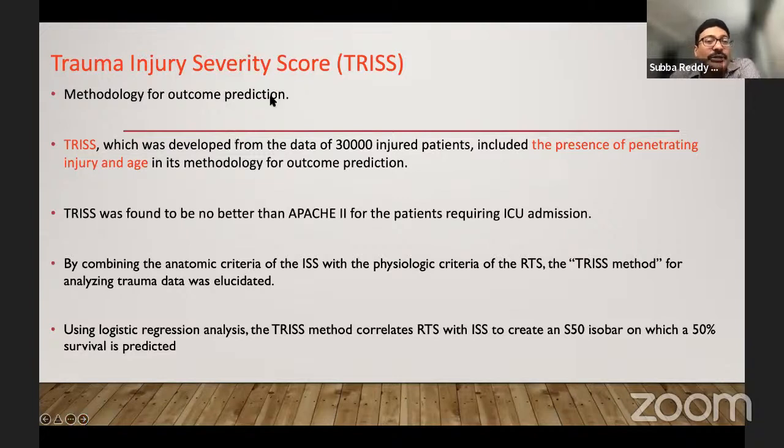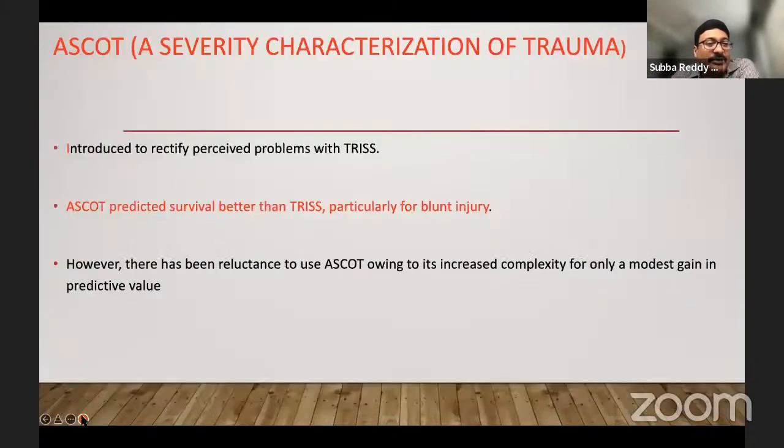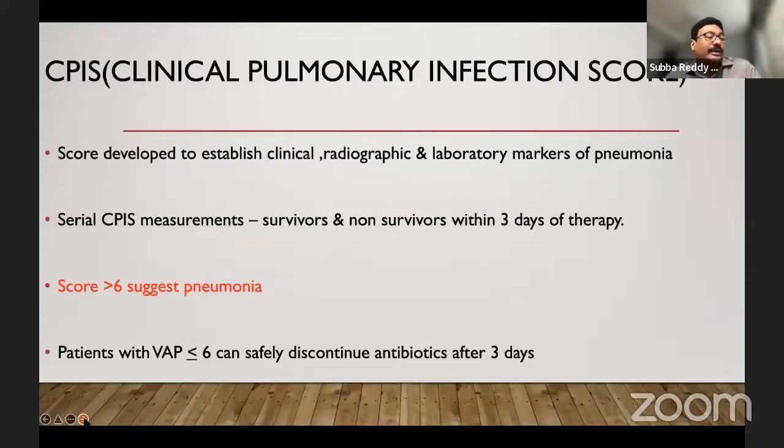The trauma injury severity score, the TRISS, is also from the data of around 30,000 patients. They included the presence of penetrating injury and the age into the TRISS scoring system. If the age is high, again, the mortality is high. They had not taken age into consideration in the previous scoring systems. Coming to ASCOT, that is a severity characterization of trauma, this is also introduced for trauma patients, a slightly modified TRISS.